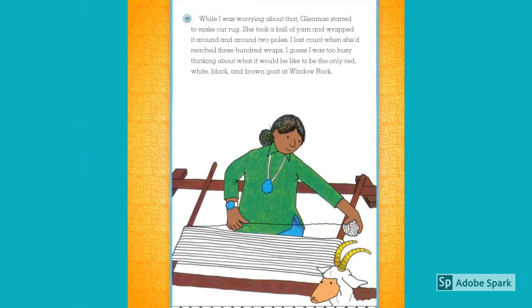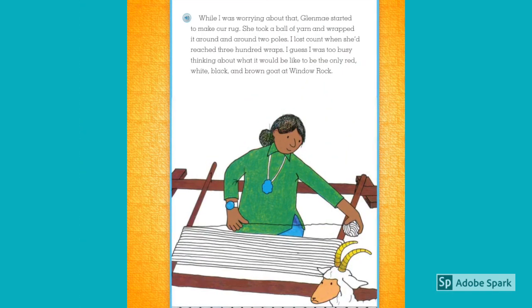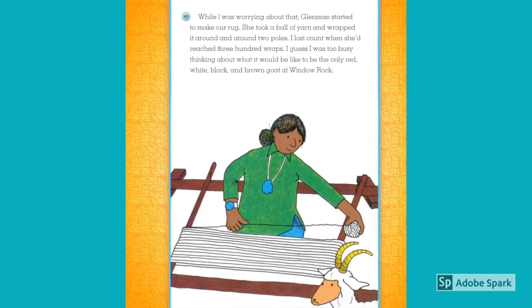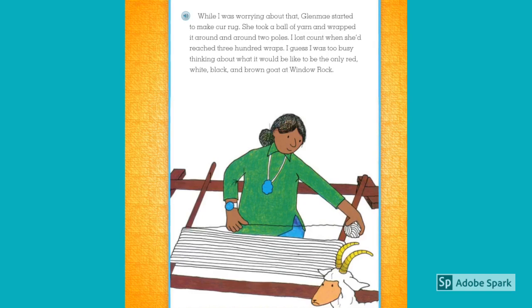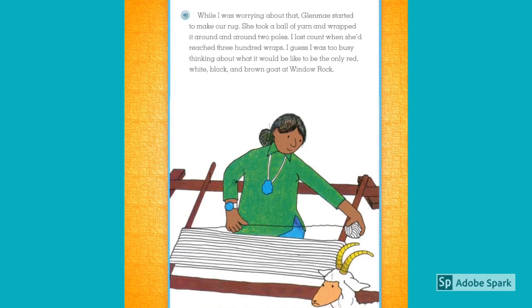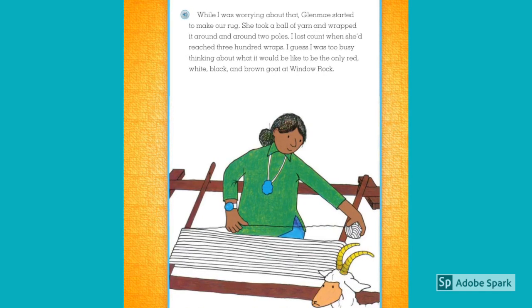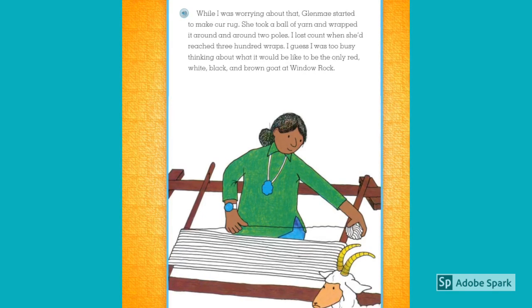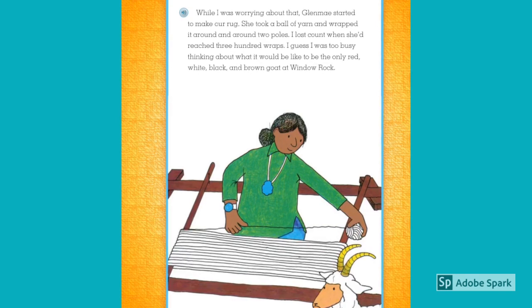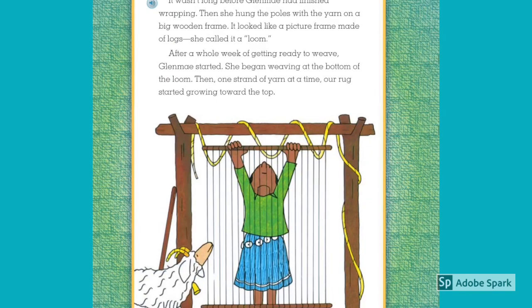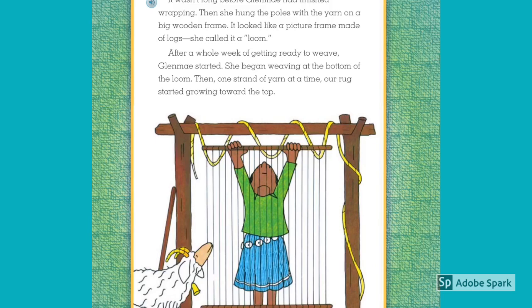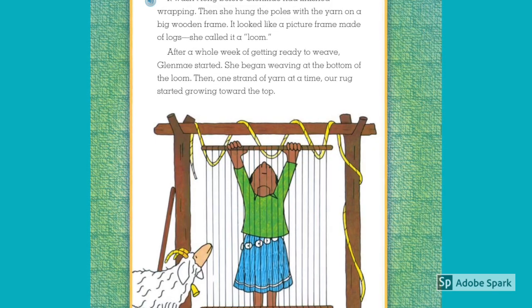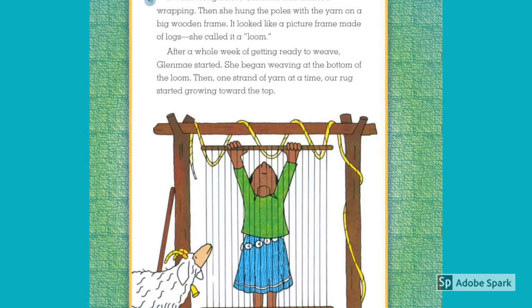While I was worrying about that, Glenn May started to make our rug. She took a ball of yarn and wrapped it around and around two poles. I lost count when she'd reached 300 wraps. I guess I was too busy thinking about what it would be like to be the only red, white, black, and brown goat at Window Rock. It wasn't long before Glenn May had finished wrapping. Then she hung the poles with the yarn on a big wooden frame. It looked like a picture frame made of logs. She called it a loom.